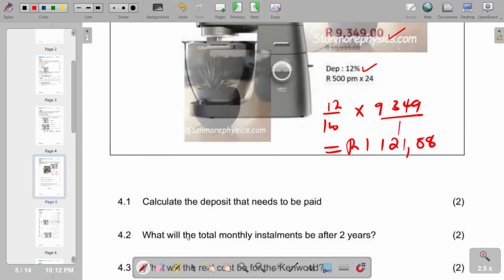What will the total monthly installment be after 2 years? Of course, we are given that the installment is 500 per month for 24 months. So it means 2 years is 24 months. So you're going to say 24 times 500 rands. So we calculate it like that. Let's see what we get. You're going to get your answer as 12,000. So basically, this is what we have on 4.2.